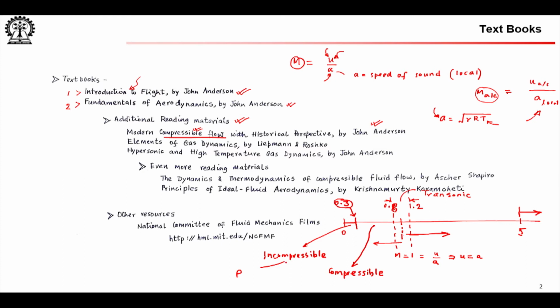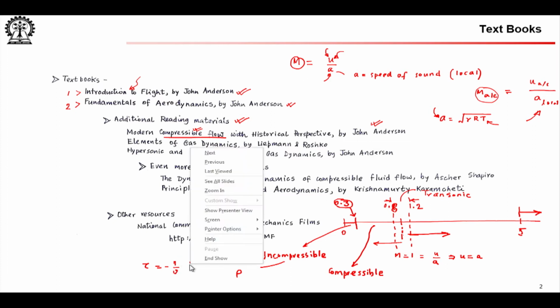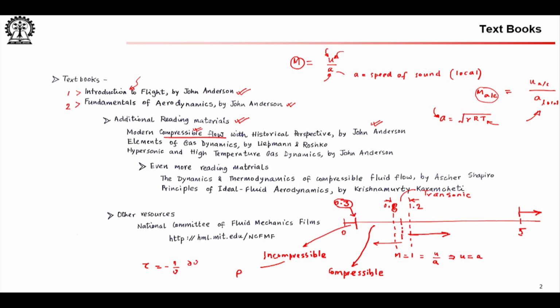So, incompressible behavior essentially means that 1 by rho d rho dp, the fractional change in density due to change in pressure, is negligible. So, compressibility is defined as, so if you consider this is your specific volume, so, volume per unit mass.